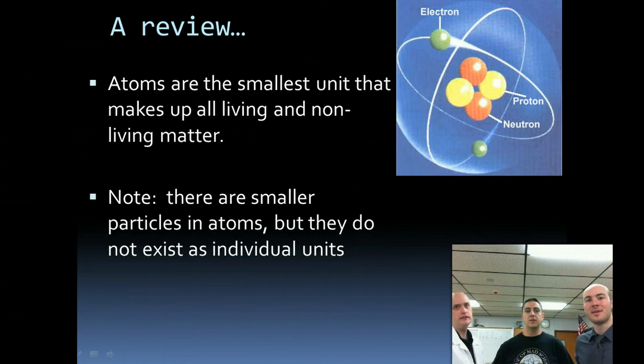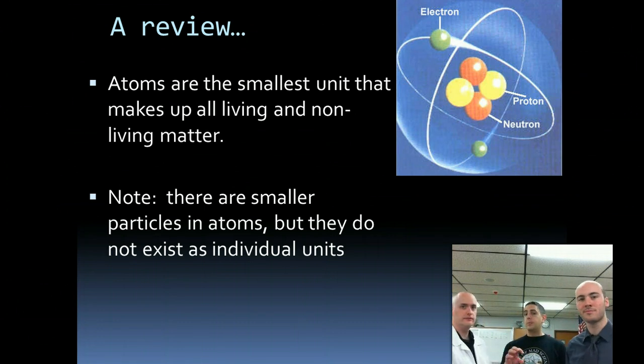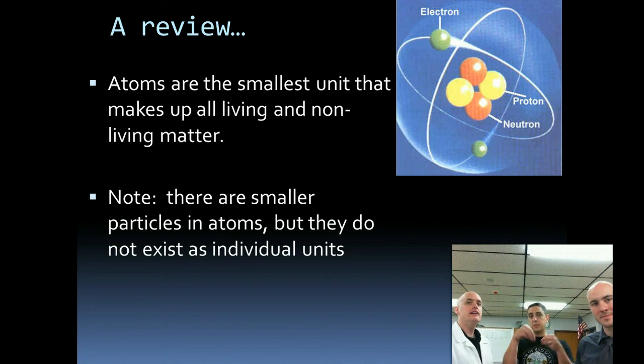Very proper subject. So, quick review of atomic structure, of atoms. Atoms are the smallest unit that makes up all living and non-living matter, as you learned the other day. Really teeny tiny, itsy bitsy. There are smaller particles than atoms, but they do not exist as individual units. Those are your protons, neutrons, and electrons. So you're saying that atoms are made up of protons, neutrons, and electrons. True. Atoms are a little bit bigger than them. Those are the little Legos that make up the slightly bigger Lego of an atom. Exactly. And then you take a bunch of atoms and put them together and you get molecules.